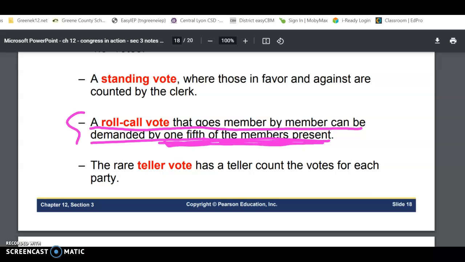The reason that a lot of the roll call votes don't happen is because it's really time consuming for all 300 and something members of the House to have to stand up and say yay or nay. It takes a lot of time away from when they could be doing something else. So a lot of times that gets voted down. There's also the very rare teller vote, where a teller counts the votes for each party.